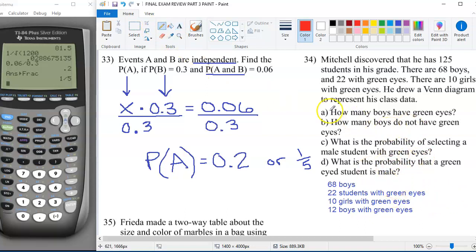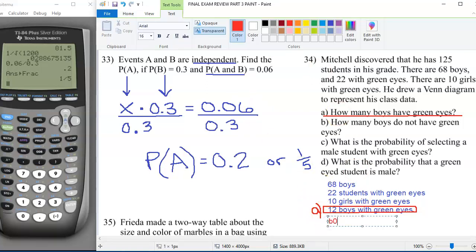on what I know. How many boys have green eyes? Well, we just figured it out. 12. Okay, there you go. That's your answer to letter A. How many boys do not have green eyes? Well, I suppose what that means is if 12 of them have it, then that means 68 minus 12 would be 56. Okay, there you go. 56 boys do not have green eyes.